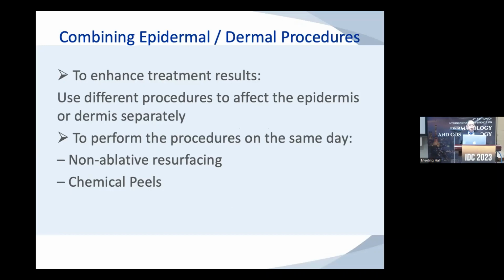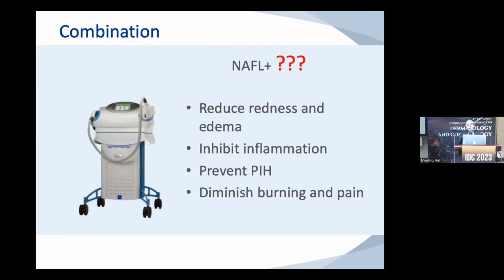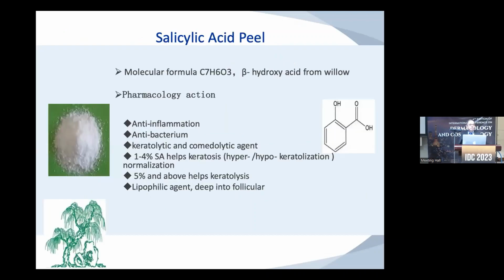To enhance the treatment results, you want to use different procedures to affect the epidermis and dermis separately. We want to perform the procedures on the same day for better patient compliance, so it's non-ablative resurfacing and chemical peels. What kind of chemical peel do we want to combine with non-ablative fractional laser? Our purpose is to reduce redness or edema, to inhibit the inflammatory reaction, to prevent PIH, and to diminish burning and pain. Salicylic acid peel is actually a very common clinical procedure.